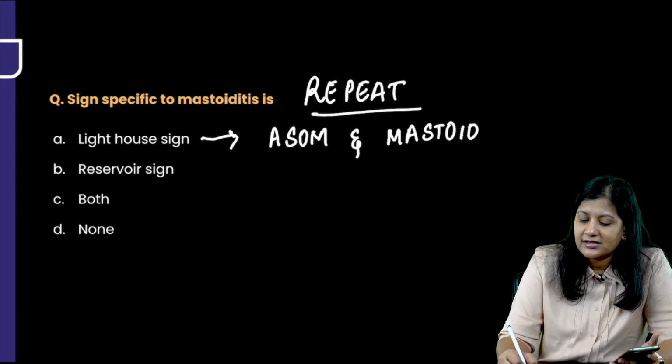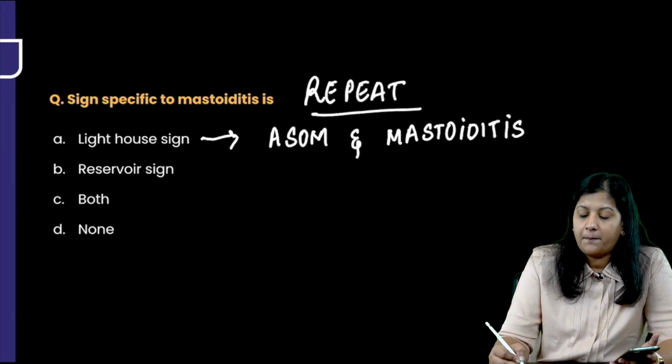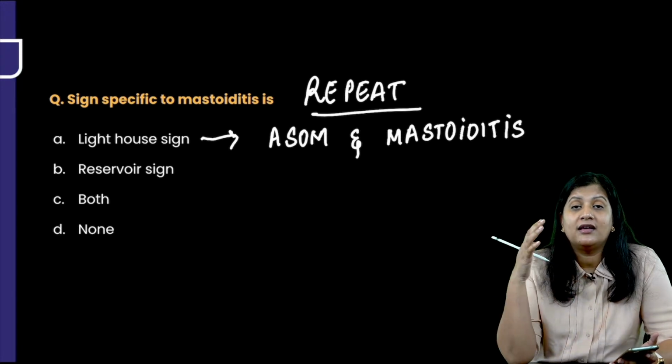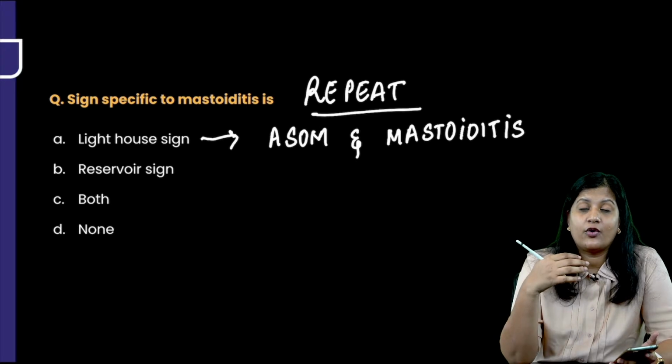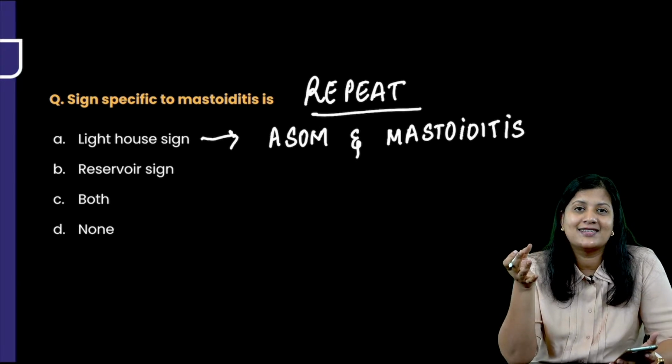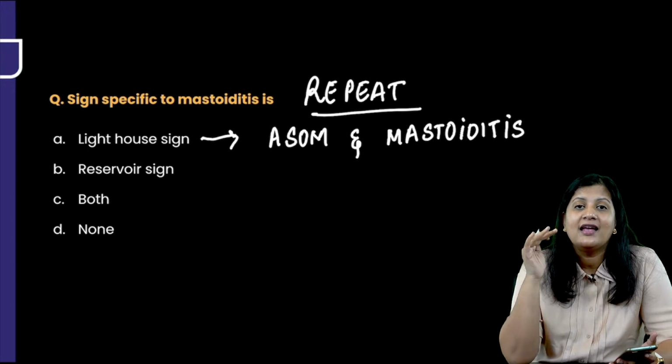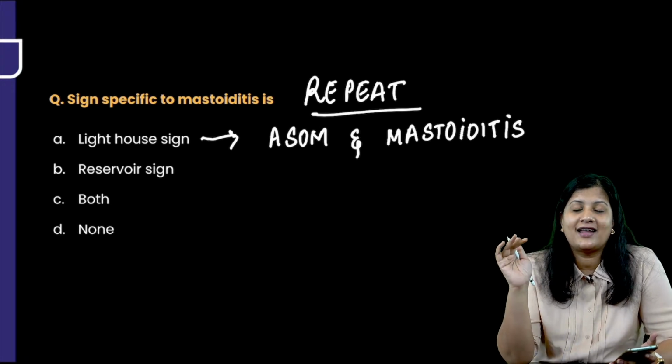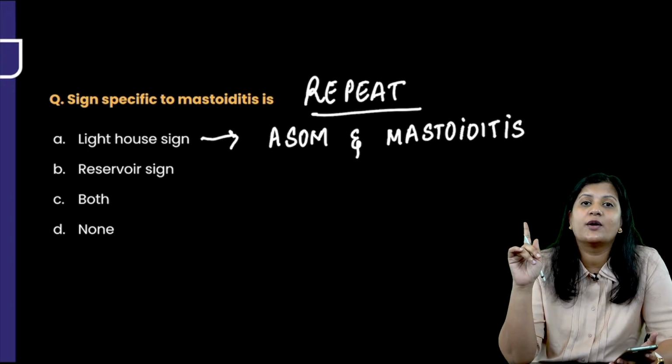So what is lighthouse sign? Pulsatile otorrhea, the ear discharge which comes into the external auditory canal in a pulsatile form, and when you put your headlight and see, it keeps reflecting the light. That sign is called lighthouse sign. It is seen in both ASOM and mastoiditis.